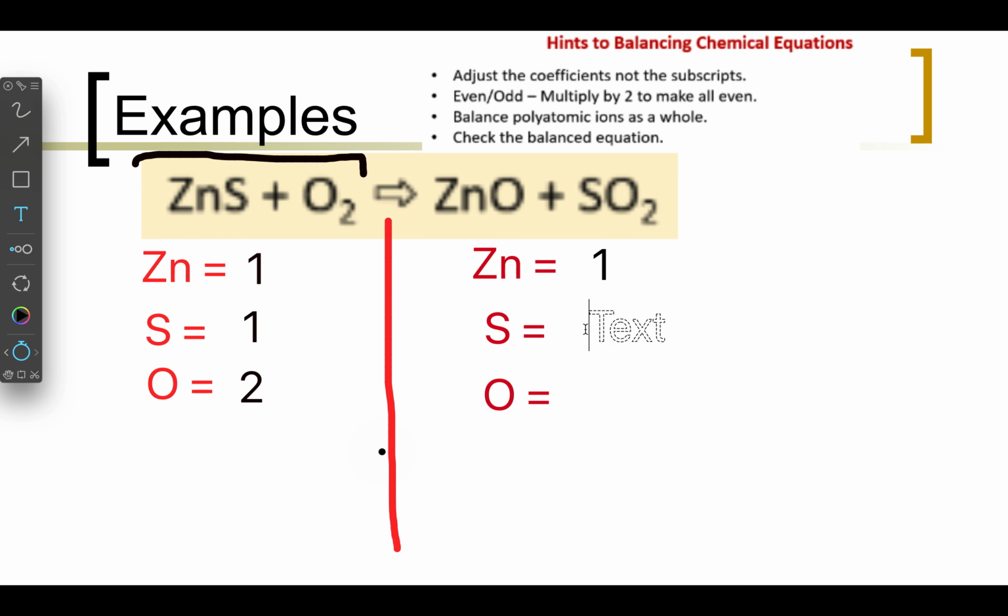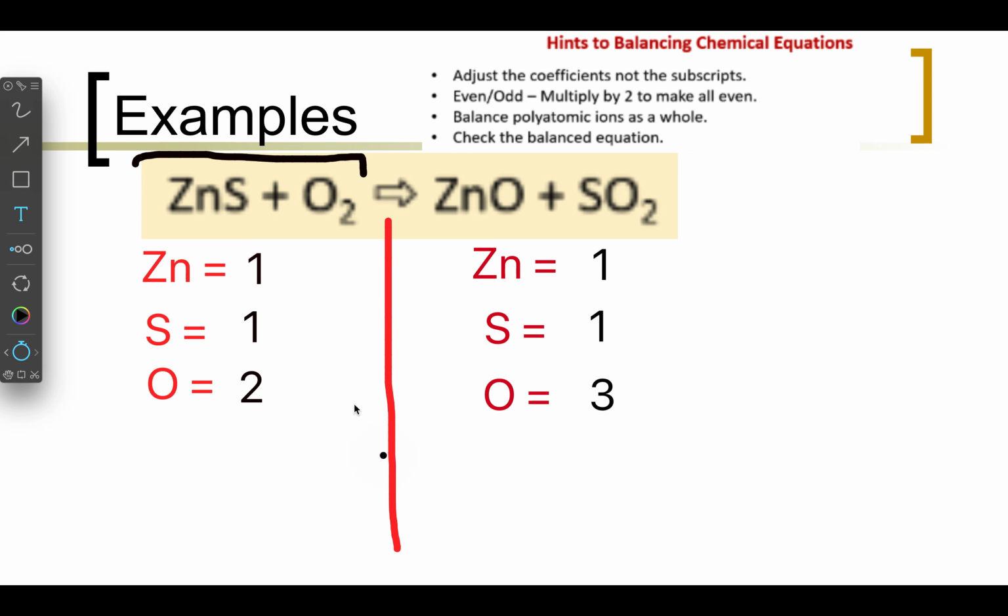For sulfur, we have 1. And for oxygen, we have 1, 2, 3, right? So this is step 1. All we've done is determine how many on each side of the equation we have, right? And so then we go to step 2. We see that zinc is equal. We see that sulfur is equal, but oxygen is not equal.